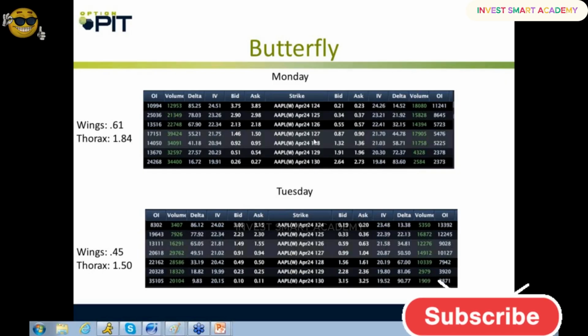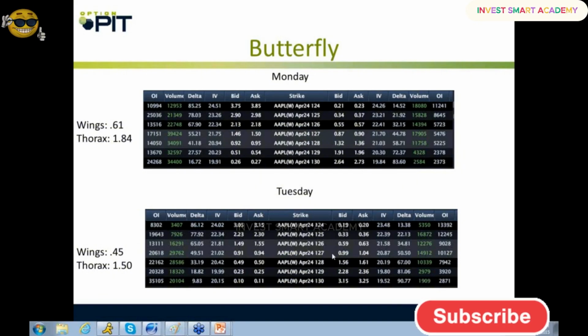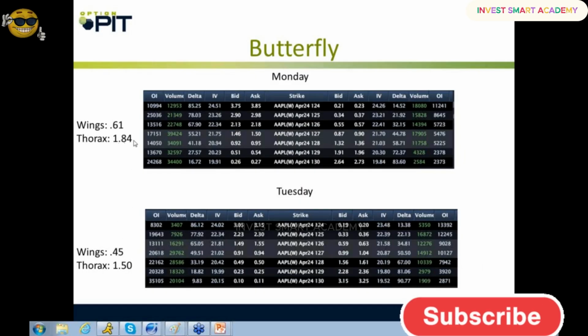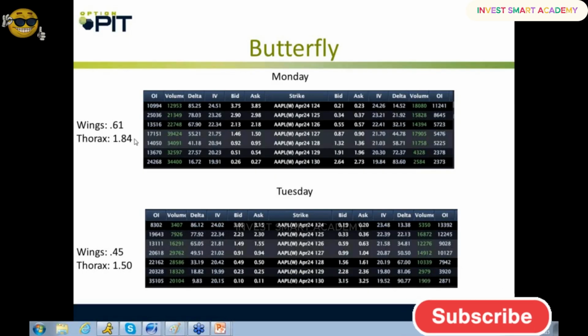So the next day at the close, Apple's down a little bit. Take a look. My wings lost 16 cents. The thorax lost 34. So my $1.23 trade is now worth $1.05. That's $18 on 77 bucks.